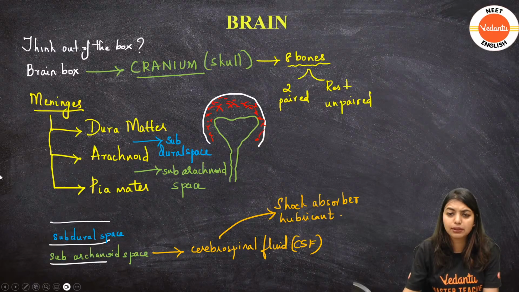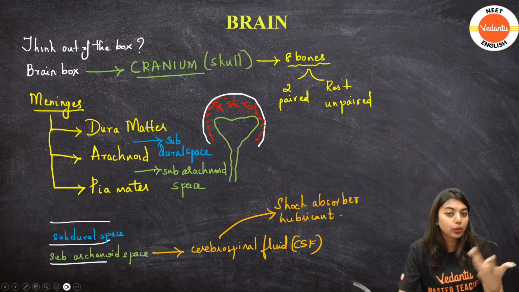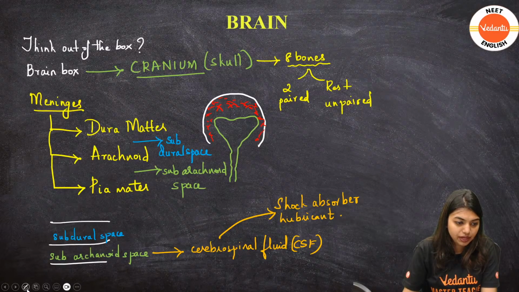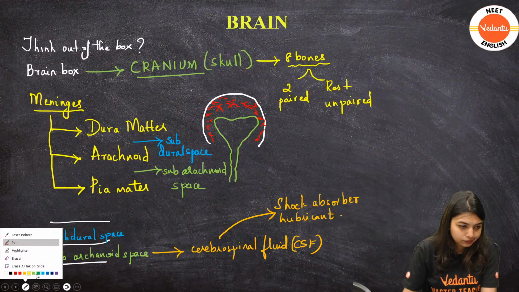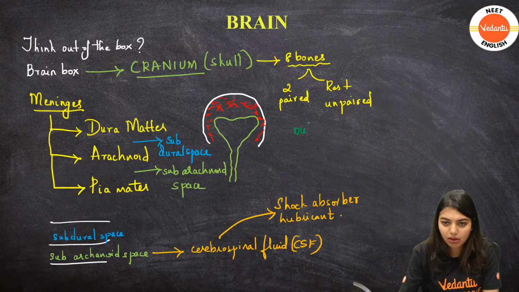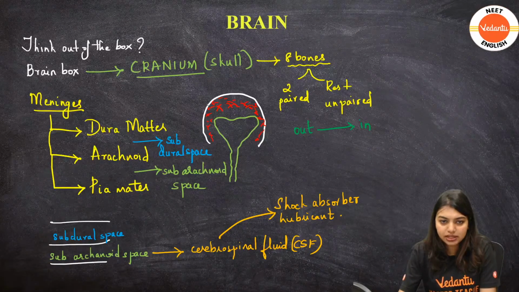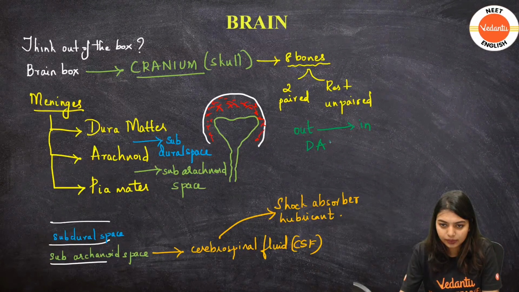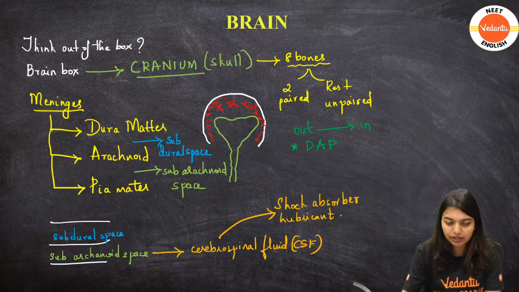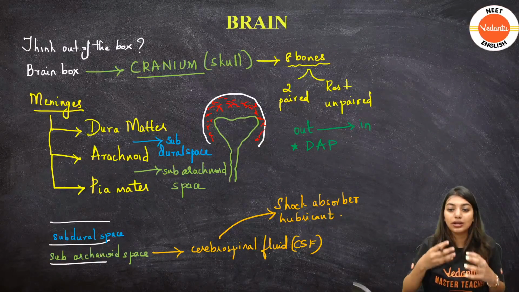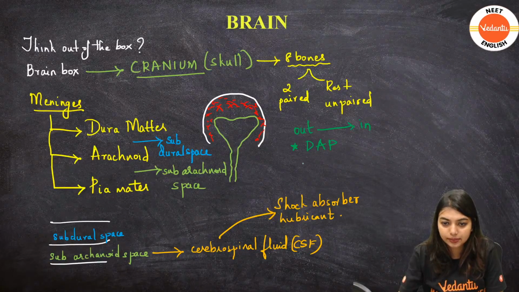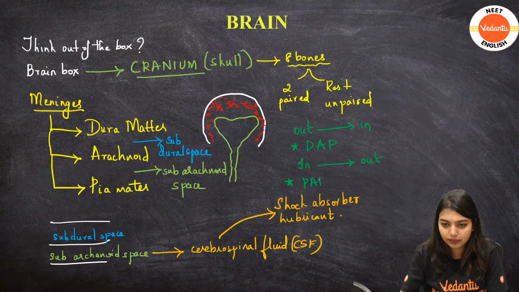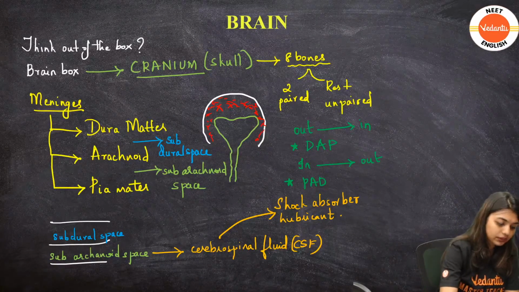Is this clear? Now students, one more very important thing: when you learn dura mater, arachnoid, pia mater, the question can come in such a way: out to in. Out to in, that is, from outside to inside, it is called DAP. The order is DAP. Very important. When I'm talking about the meninges, going from outside to inside, it is DAP. Inside to outside, it is called PAD. Is this clear?